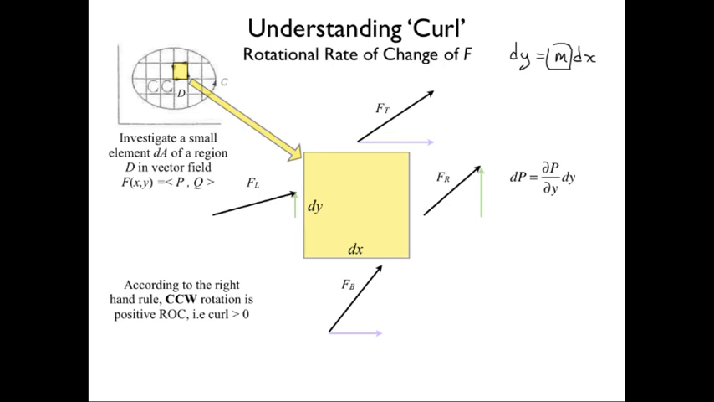Okay, so we only want the Q's then. As Q changes, we're going to have a change in Q for a change in X. And what's the rate of change? Yeah, the rate is going to be the partial of Q with respect to X. So it's the partial of P with respect to Y and the partial of Q with respect to X. Those combined together give us the total rotational rate of change.